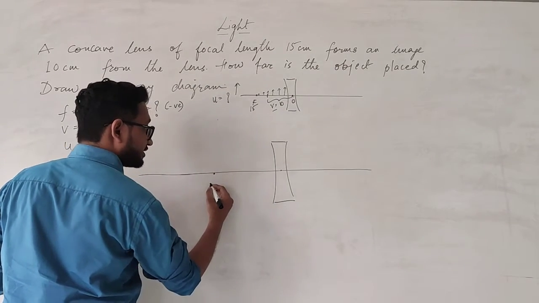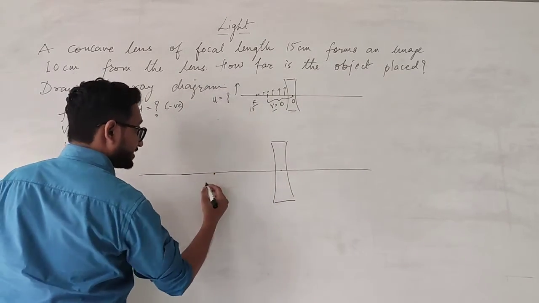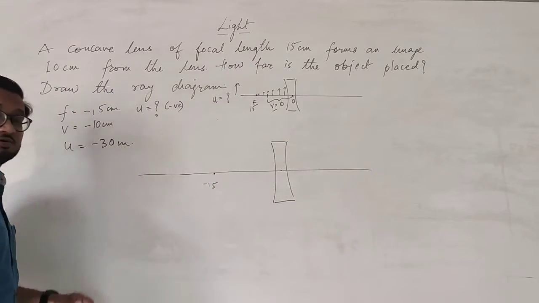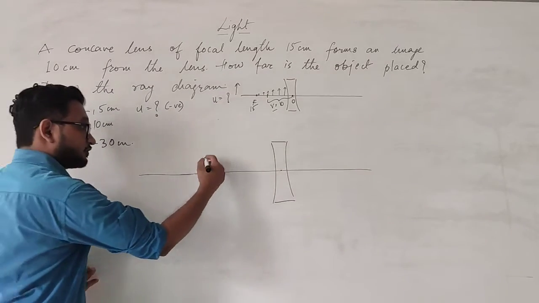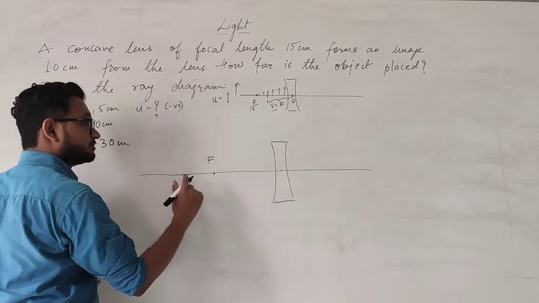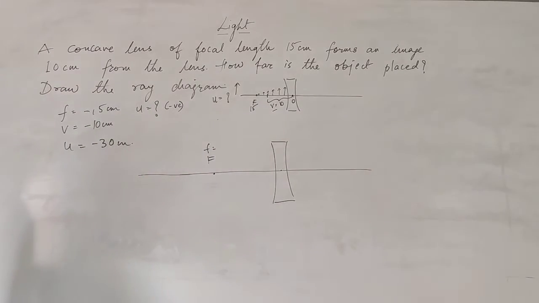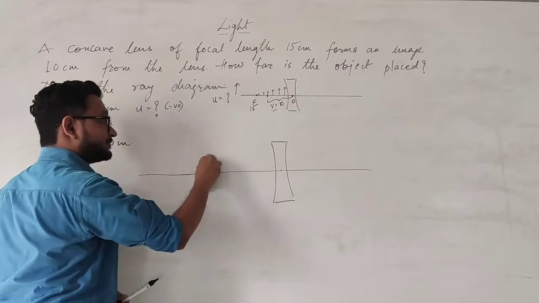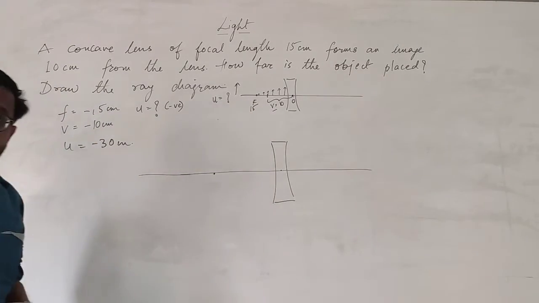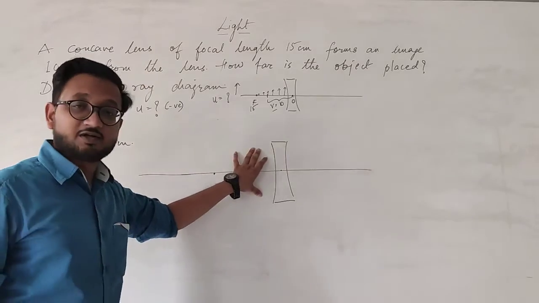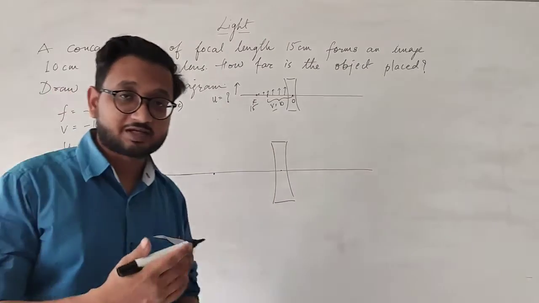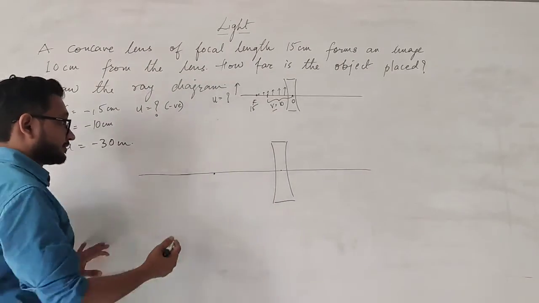Focal length is given over here, that is minus 15. So we have to write focal length f over here. You can write f equals minus 15 or you can leave it that way, it's up to you. I am not writing the values right now because I have to draw the diagram as well, otherwise it is going to make it confusing, okay?